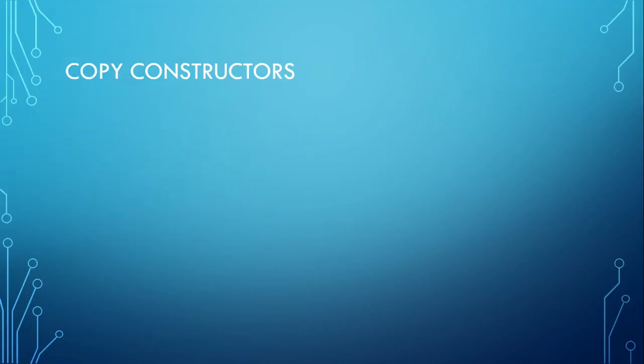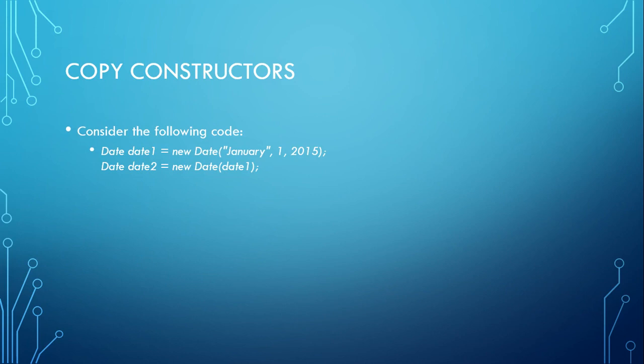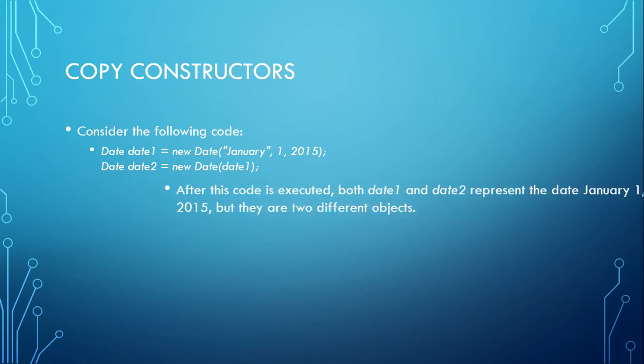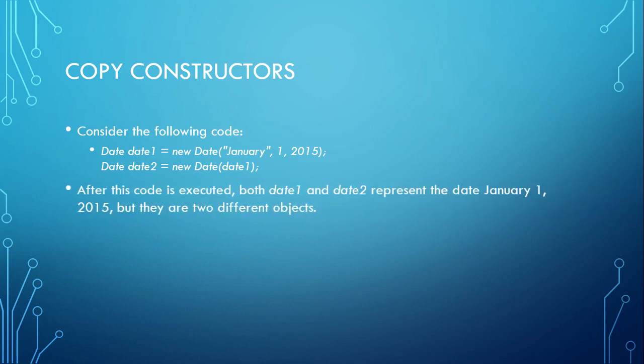So let's take a look at this copy constructor with a quick example. Consider the following code: date1 equals new Date, January 1st, 2015. date2 equals new Date, date1. Now if you look at that, you can see that date2 is going to get the values of date1. So they're both going to represent the date January 1st, 2015. However, they are two different objects. They're not the same.